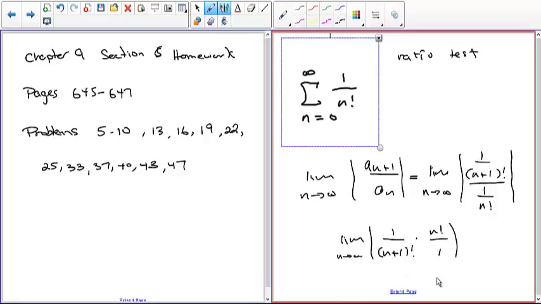And you can simplify that. I'm not going to simplify it right now. We'll come back and do it later.